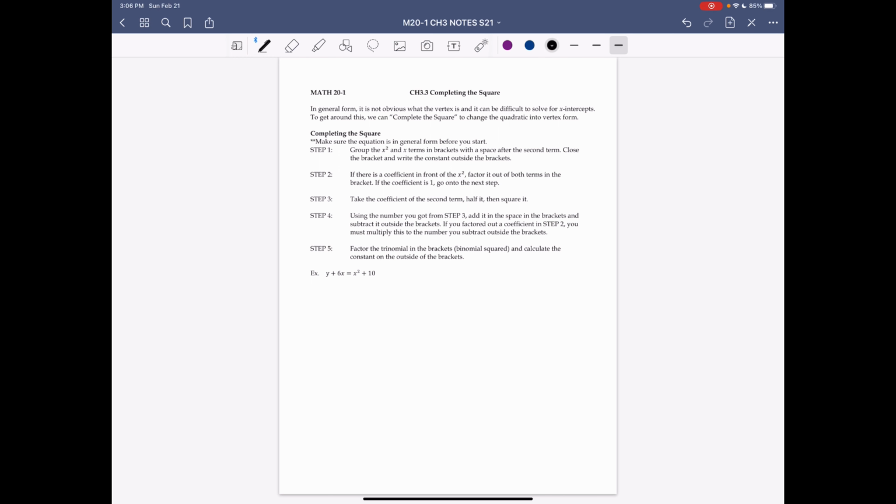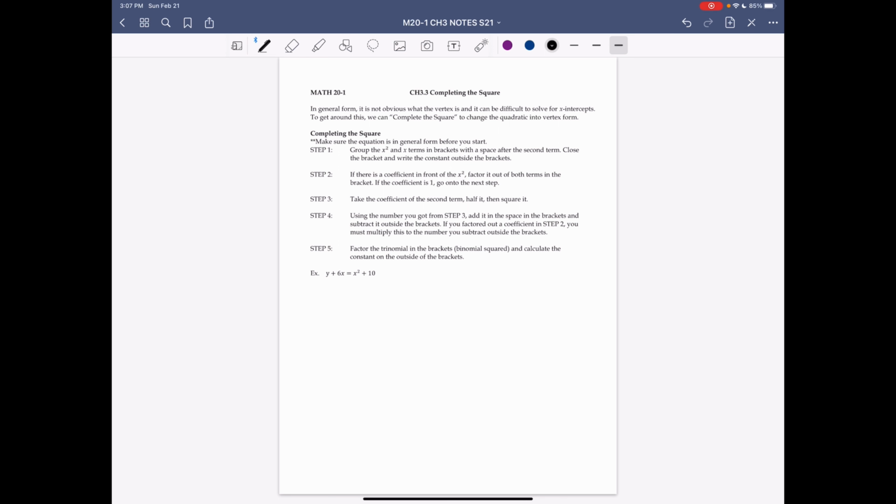Completing the square. First, make sure your equation is in general form before you start. Step 1. Group the x squared and x terms in brackets with a space after the second term, and then close the brackets and write the constant term outside. Step 2. If there's a coefficient in front of the x squared, you need to factor it out of both terms in the brackets. If the coefficient is 1, go on to the next step.